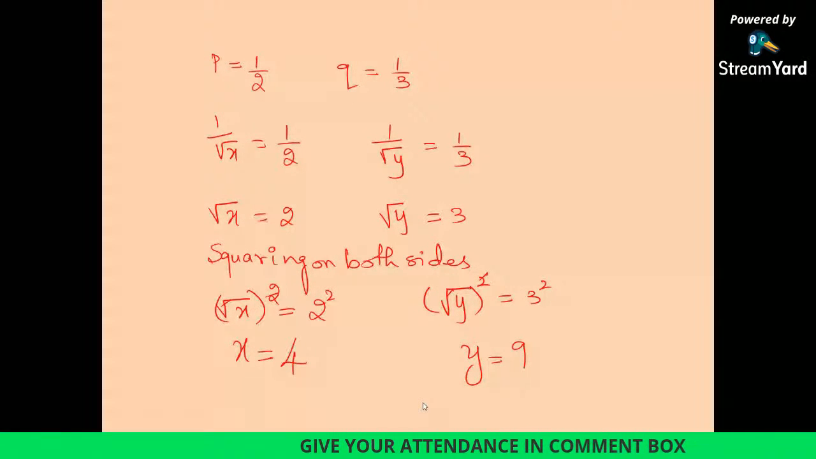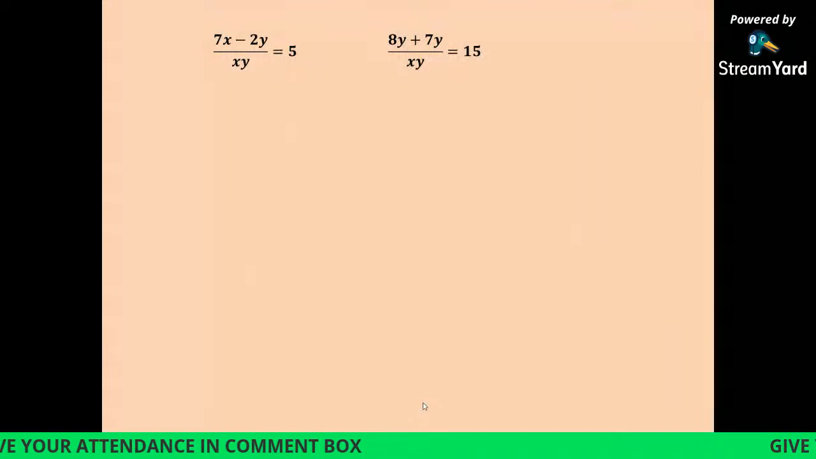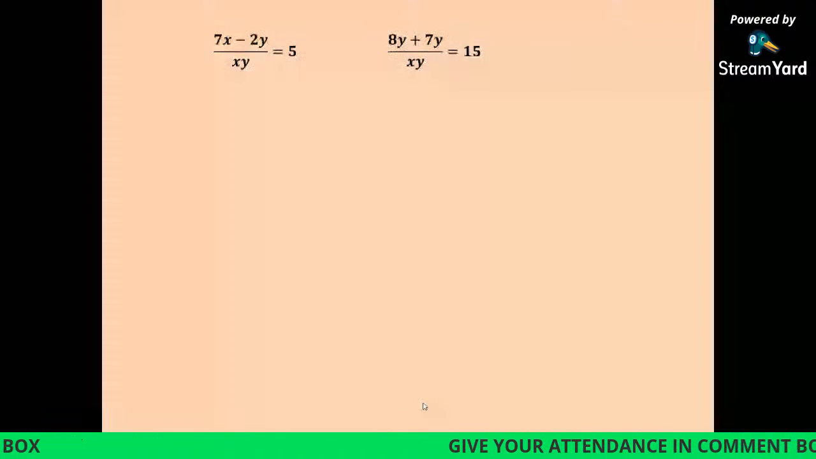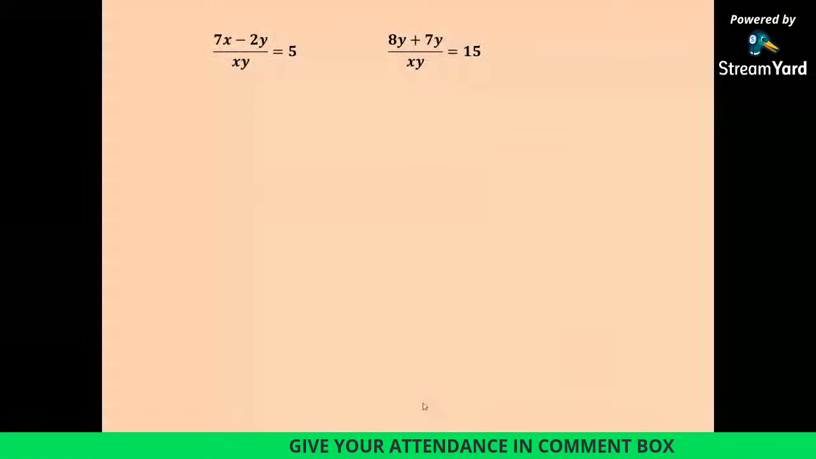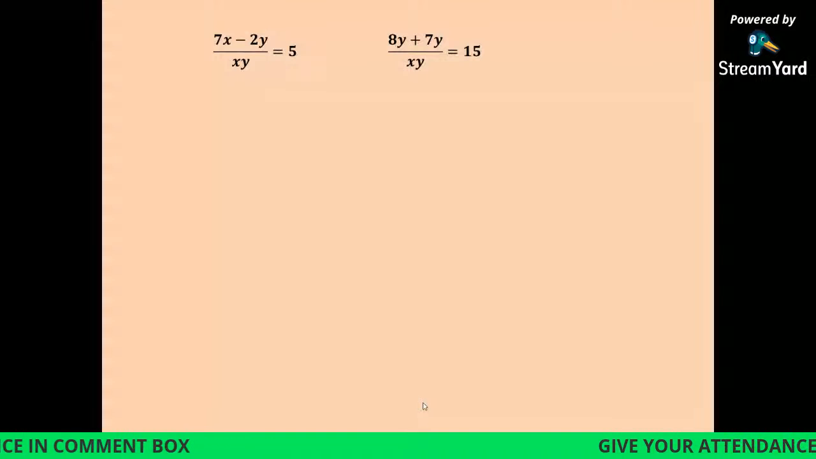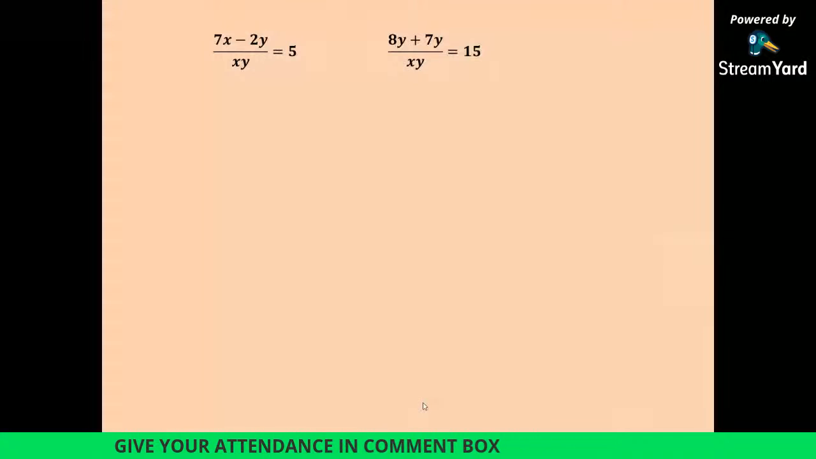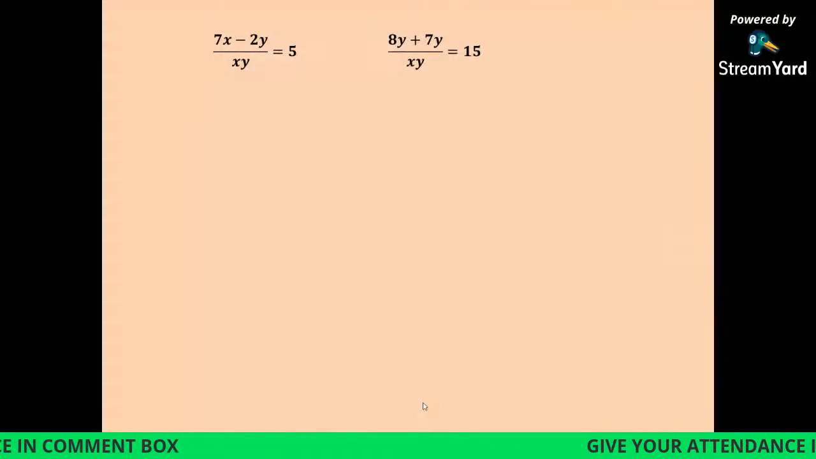Then taking one more equation here, 7x minus 2y is equal to 5 and 8y plus 7y divided by xy is equal to 50. Here in this equation, how are you going to solve? Again, a typical type of question that you have to solve.